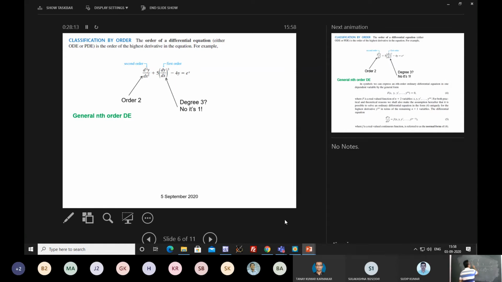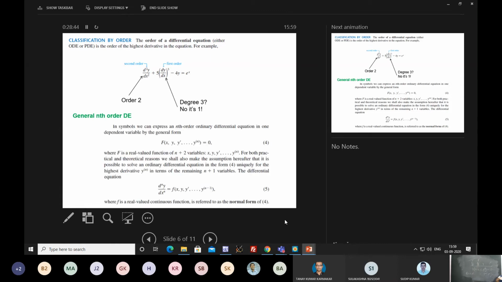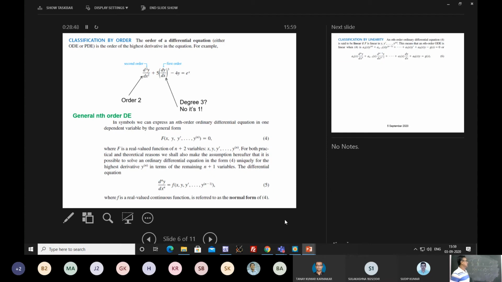So here I was talking about a second order differential equation. If I talk about an nth order differential equation, in a similar way I could express it. Of course, I'm talking about ODE for the time being, not PDE. Here x is the independent variable, y is the dependent variable. So I could write F of x, y, y prime, up to y(n-1), y(n), equal to 0. You can express an nth order differential equation as a function of this. Is it okay? Fine.